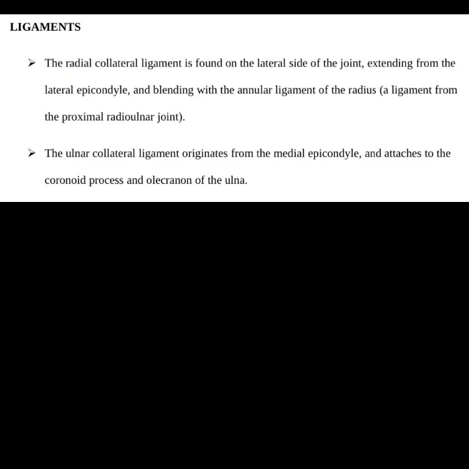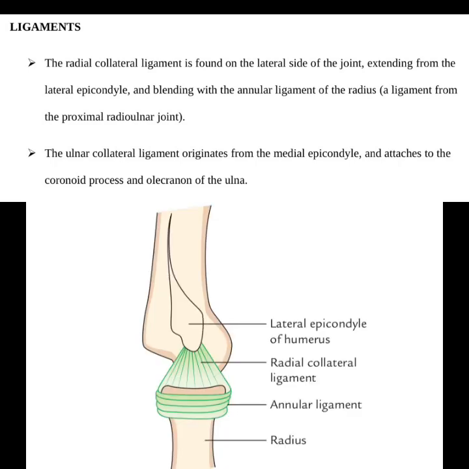So the radial collateral ligament, where does it extend? It extends from the lateral epicondyle down to the annular ligament of the radius. The radial collateral ligament, or the lateral collateral ligament, whichever you want to call it, begins from the lateral epicondyle and attaches distally to the annular ligament of the radius. You can see it on your screen: you see the annular ligament and where it is coming from.